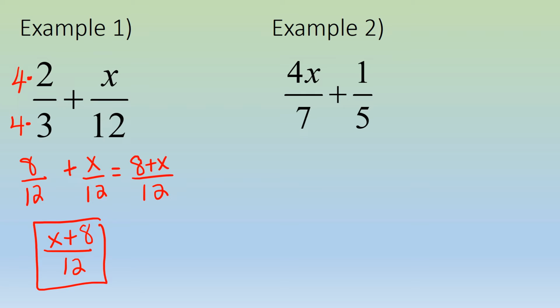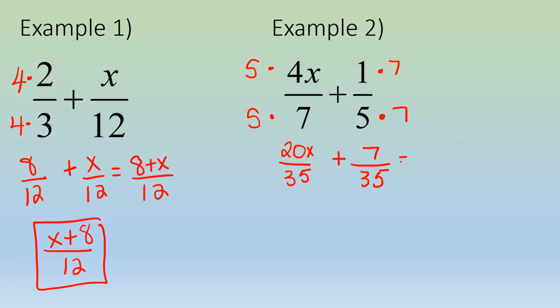7 and 5, we can't multiply anything to get from 7 to 5 or 5 to 7, so we're going to have to multiply both of them. Well, I know 5 times 7 is 35, so let's multiply this by 5 and this by 7, so that we have a common denominator of 35 for both of these. So now we just need to do the numerators. 5 times 4x is 20x over 35. And then we have plus 1 times 7 is 7.